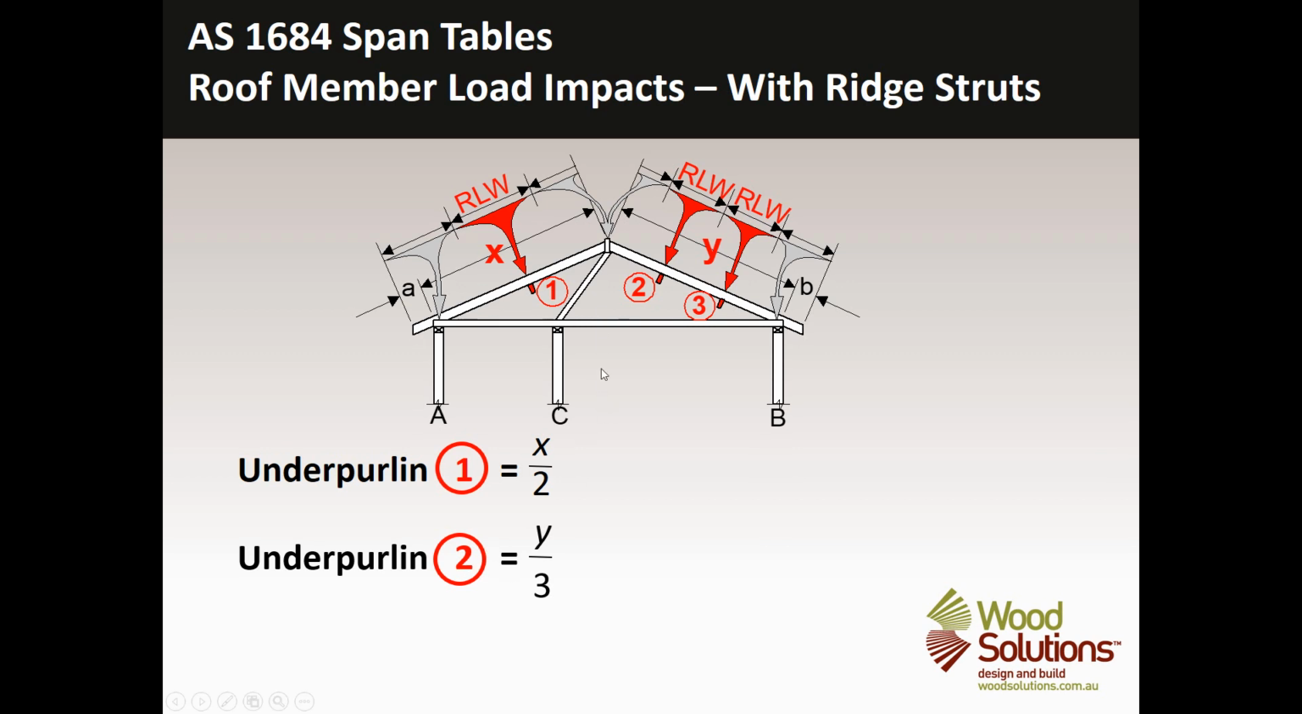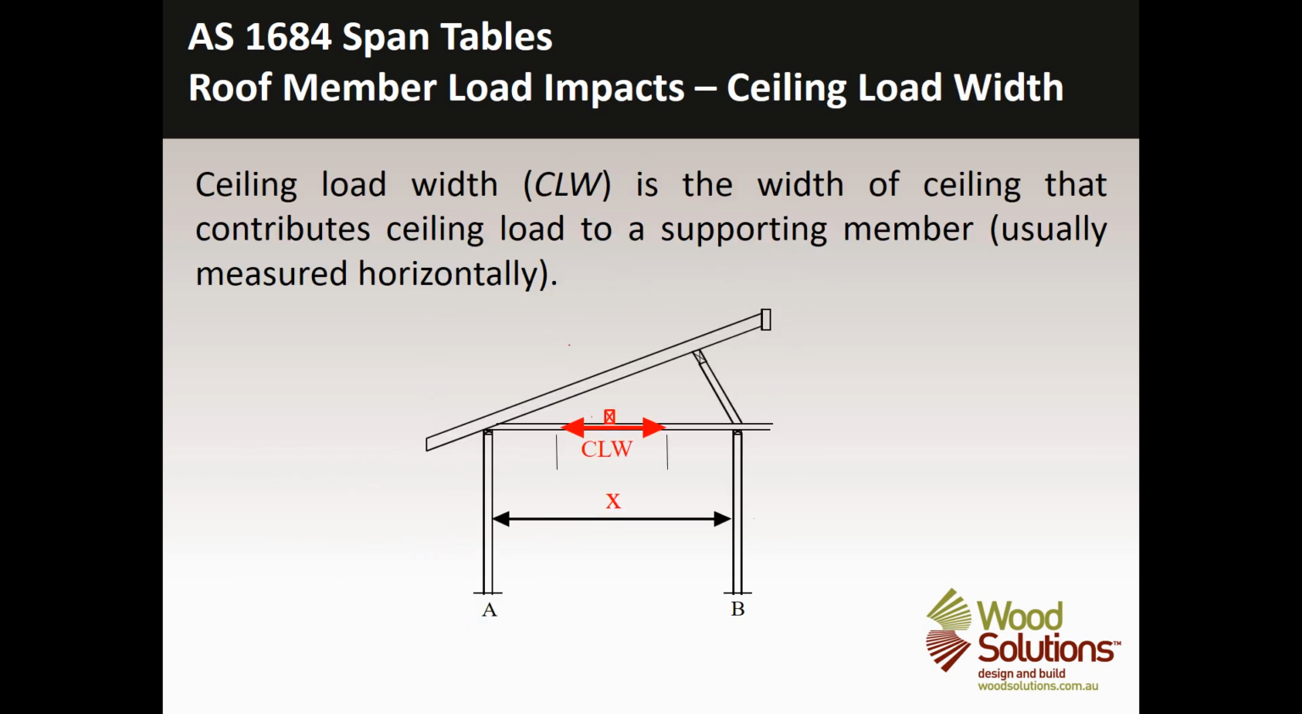Underpurlin 2. Well, it says y divided by 3. Yeah, okay, because they're equidistant spaced. So we can simply get this y distance and divide that by 3, or we can measure halfway between this area and halfway between this area, and we'll arrive at the same answer for that roof load width. So does that make sense, the calculation of roof load width in the various scenarios? I think that's fairly straightforward concept.